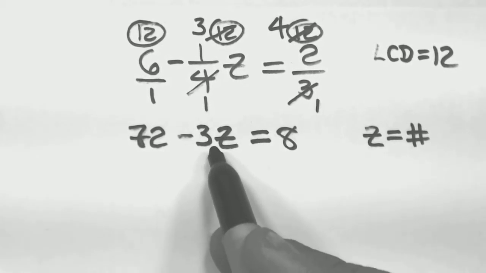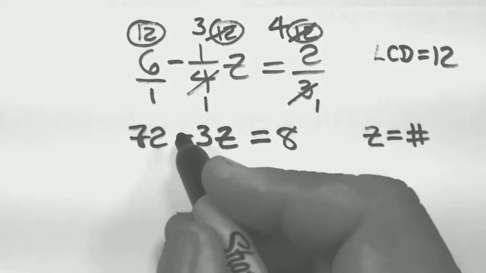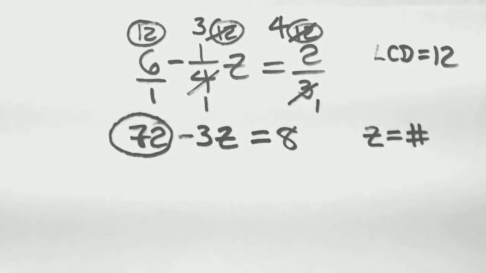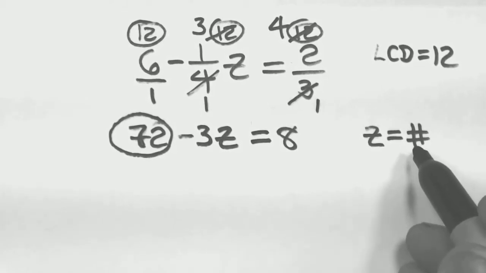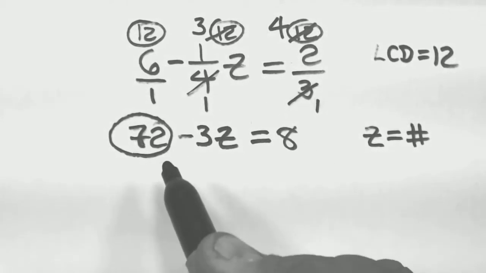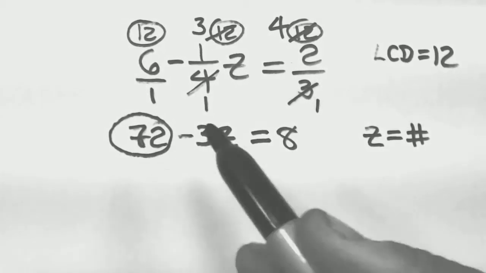Well, this term negative 3z has a z in it, but this 72 doesn't, so I've got to move it. So I circle who has to move. Okay, over on the right side, we only want plain numbers. Well, the 8 is a plain number, so it's okay. There was only one guy that had to move.